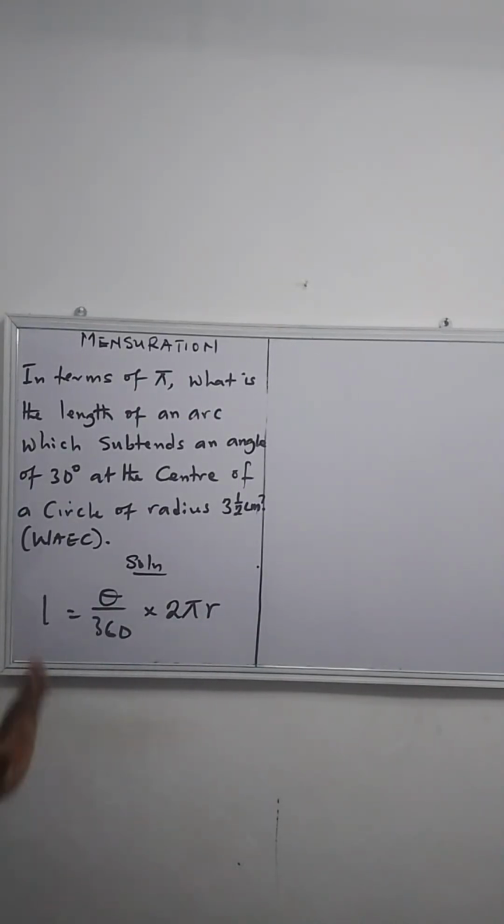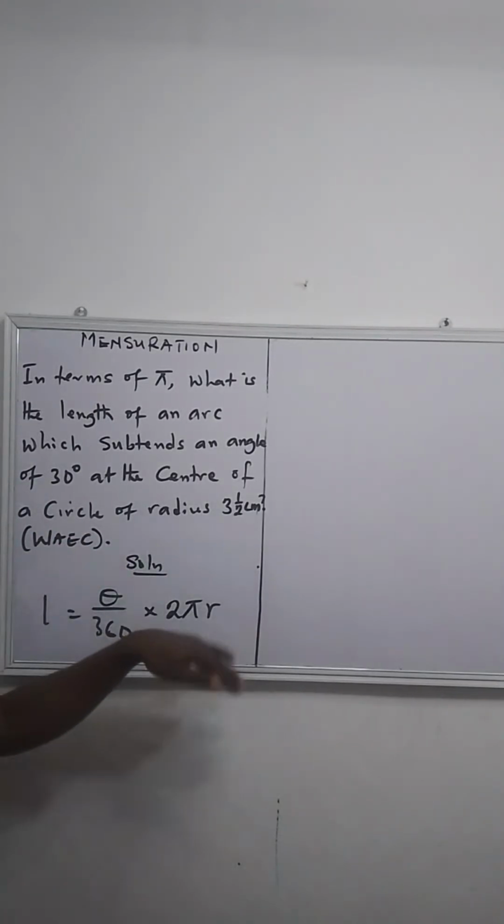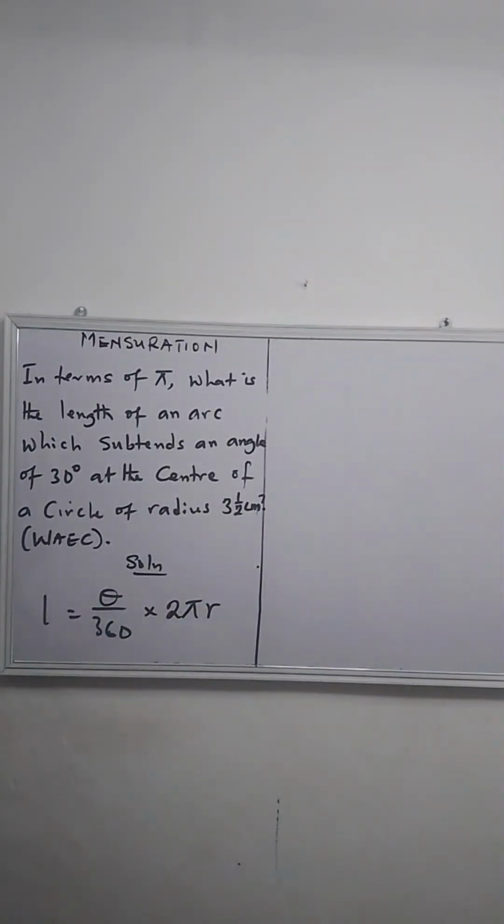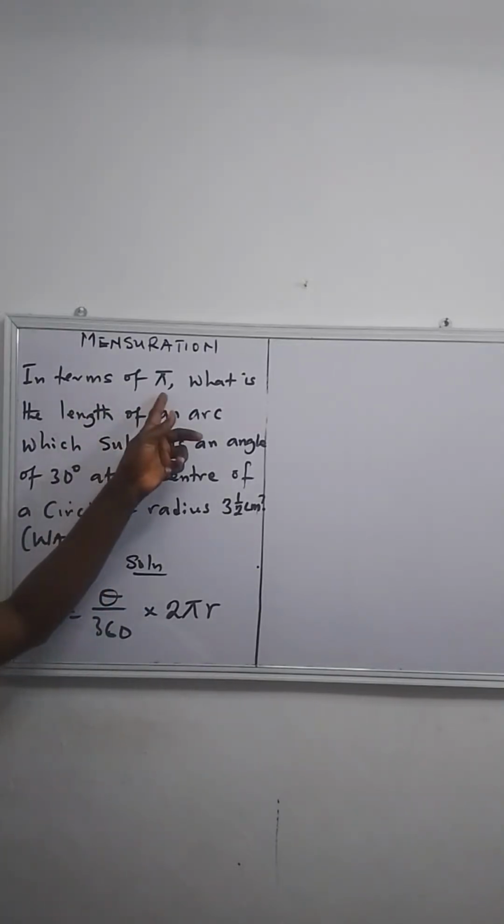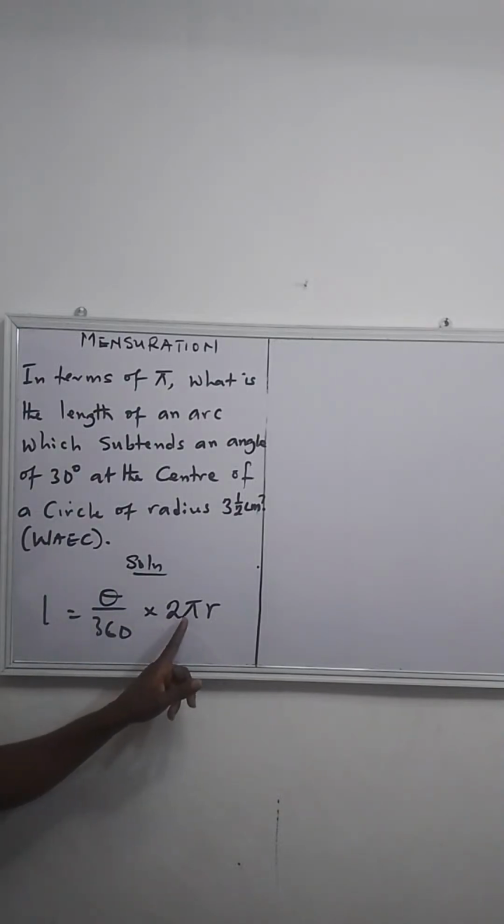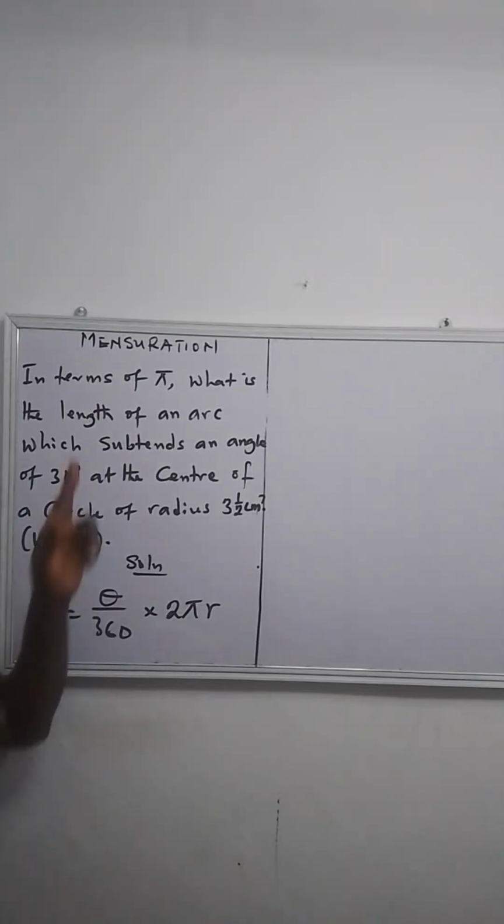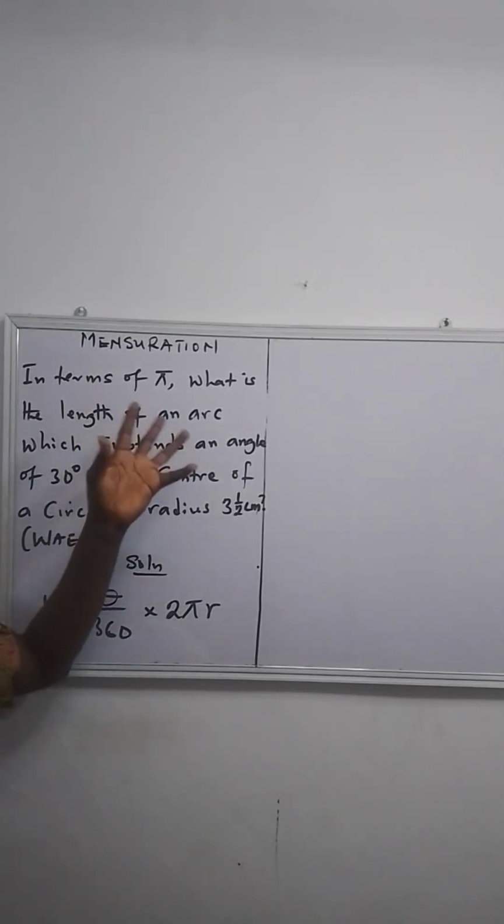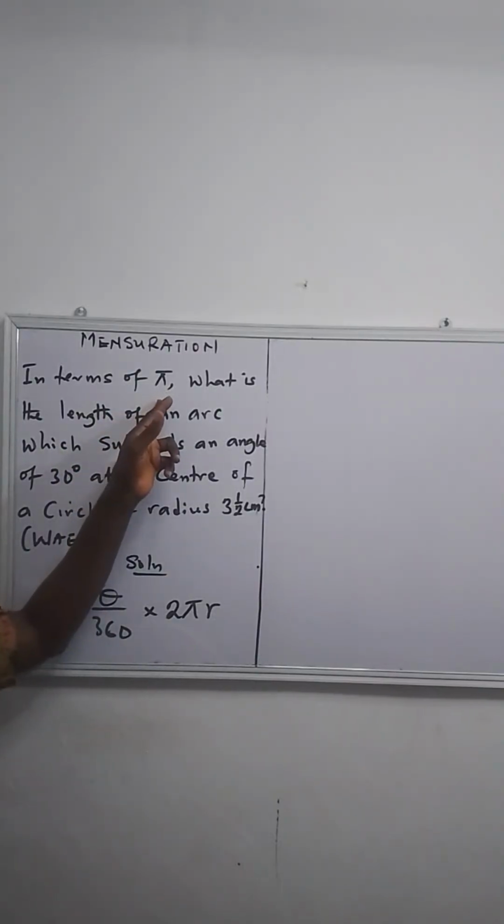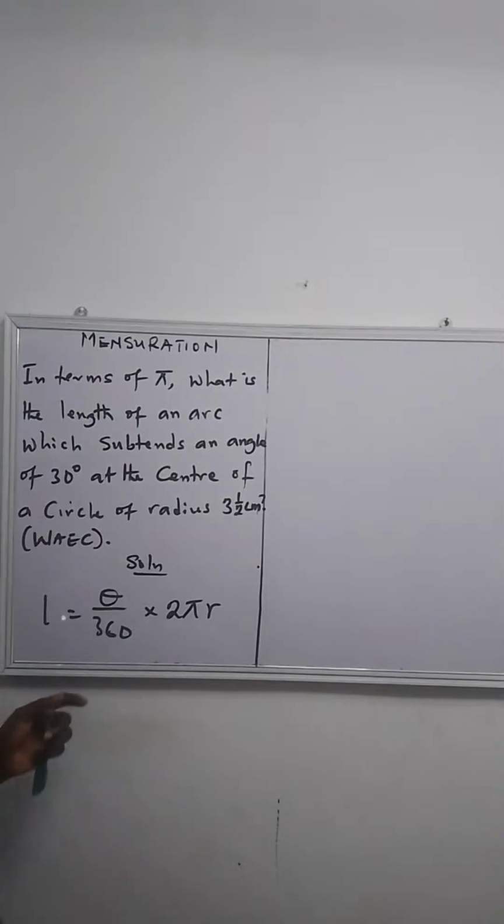But now, there's one special thing about this question. You may solve this question and get the correct answer, and you will still end up failing it. So whenever you are reading questions, pay attention to details. Look at what the question says: in terms of pi. That means don't turn your pi to 22 over 7 or 3.142. Make sure you leave it in pi. If you do not leave it in pi, your answer will be wrong, because what the examiner wants from you is that the answer should be in terms of pi.